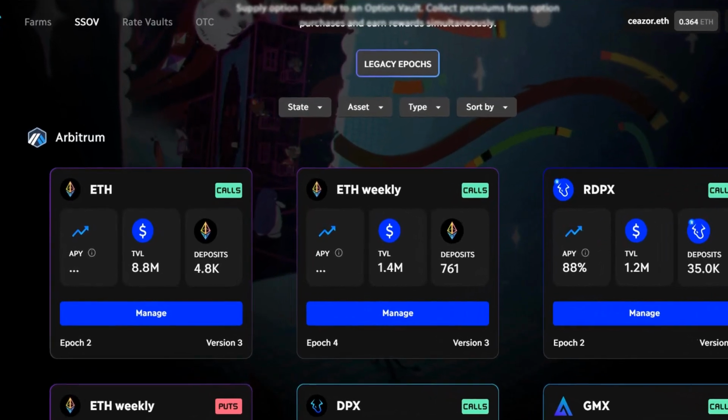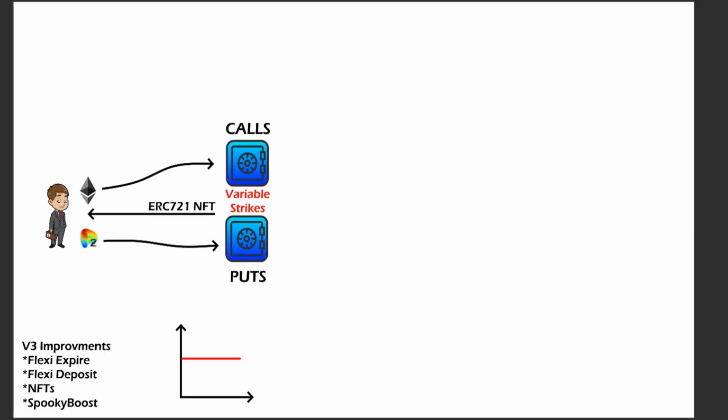Here we have Dollar Bill, and Dollar Bill is a savvy, sophisticated options participant, I'll call him. What does he want to do? He just wants to make some money, right? So what does he do? He comes to the DOPEX and decides to supply his ETH to call options or supply his Curve 2 pool tokens. Inside the Curve 2 pool tokens, there is DAI and USDC, and he puts these in to cover put options. And he gets back an ERC720 NFT that represents his position.